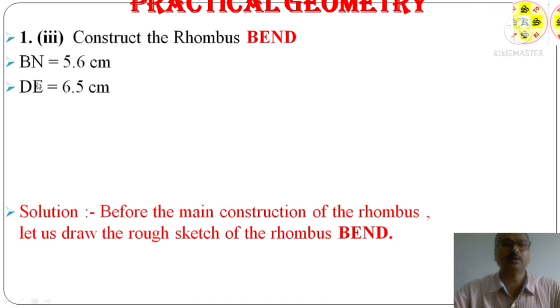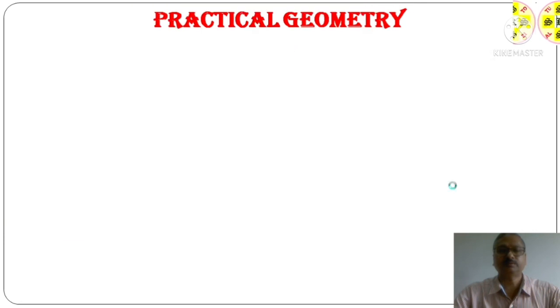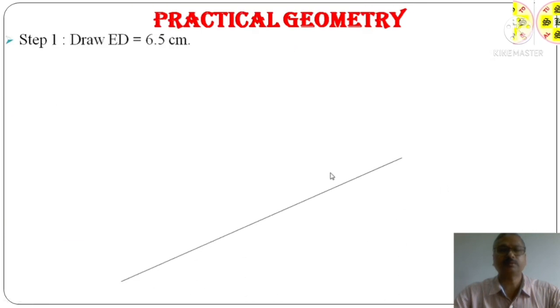This is the last question, rhombus. It is given rhombus, when two diagonals are given, BN and DE. That means sides are not given, both the diagonals are given. So this is 6.5 and 5.6. So now see the construction.